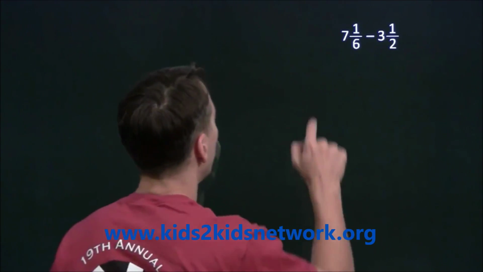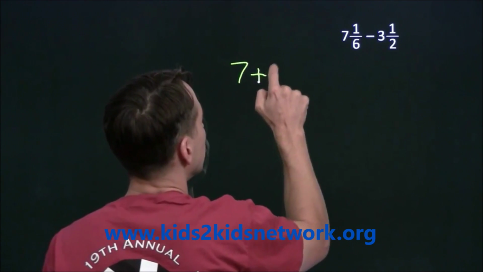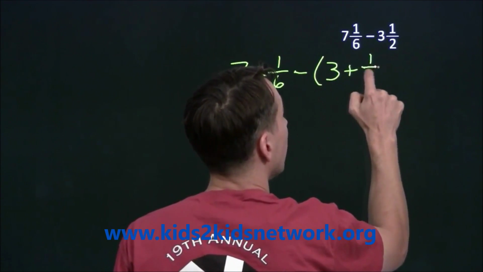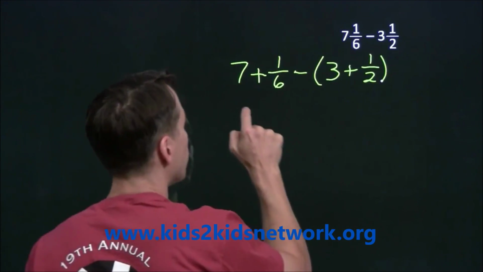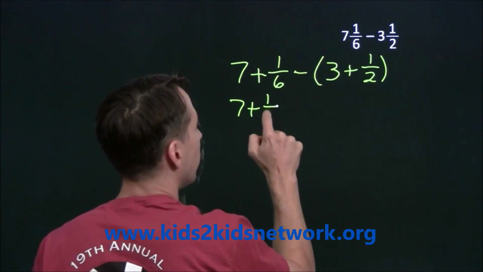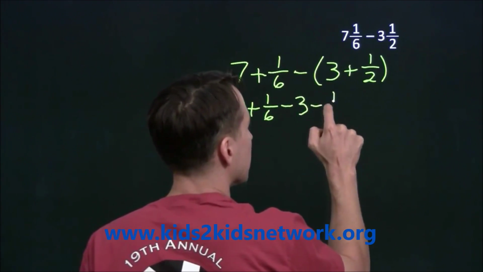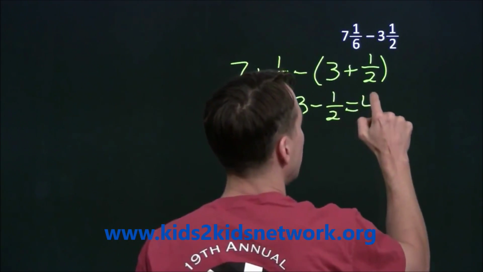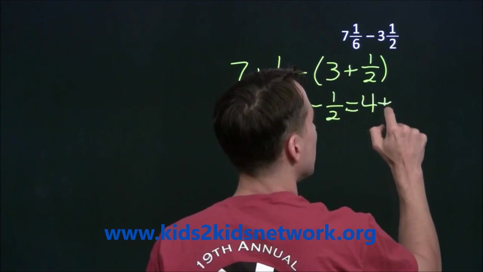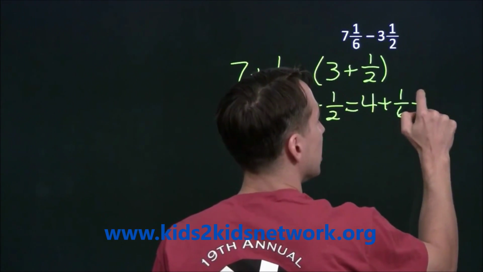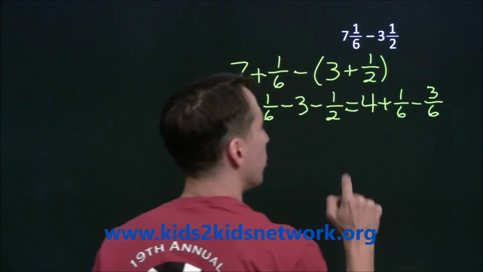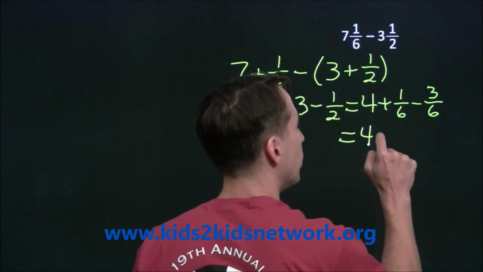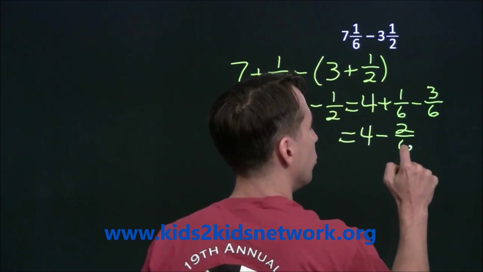And we know how to handle this now. We just break our mixed numbers into integer parts and fractional parts. And once again, we remember these parentheses here because we're subtracting the 3 and we're subtracting the half. So we distribute that out. We get minus 3 and minus 1/2. Once again, we deal with the integers and the fractions separately. 7 minus 3 is 4. 1/6 minus 1/2, get a common denominator. 1/2 is 3/6. So we get 4, 1/6 minus 3/6. 1 minus 3 is 2. So this is 4 minus 2/6.